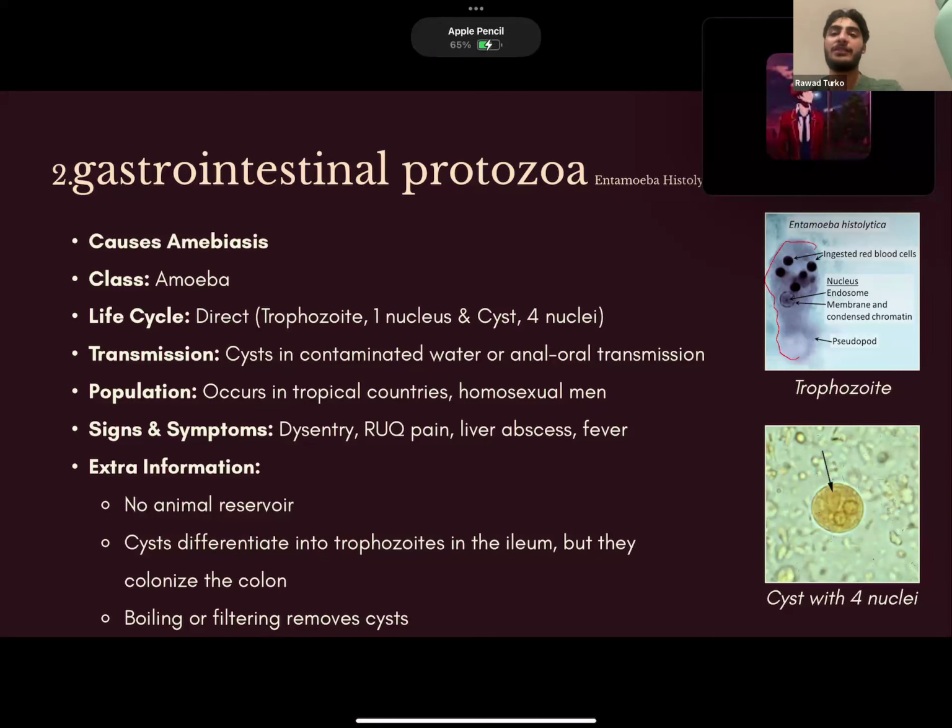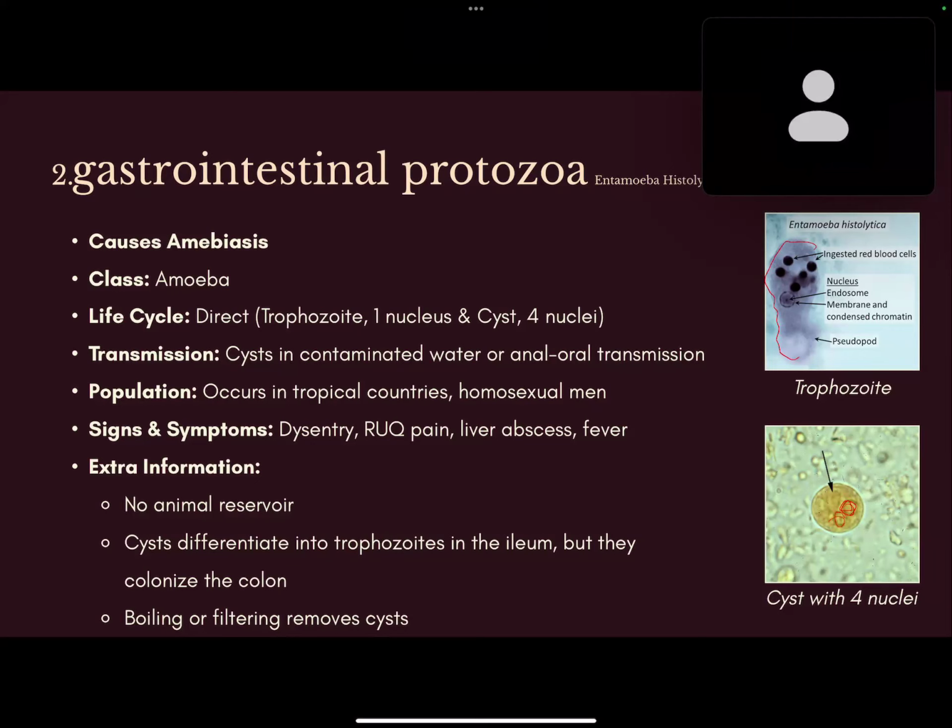The life cycle again is direct. The trophozoite has 1 nucleus, and the cyst has 4 nuclei. This is important: the cyst of Entamoeba histolytica has 4 nuclei, whereas the trophozoite has one nucleus. And as you can tell, you can differentiate it from Giardia lamblia in that it's a little rounder, while Giardia lamblia is a little more oval in shape.